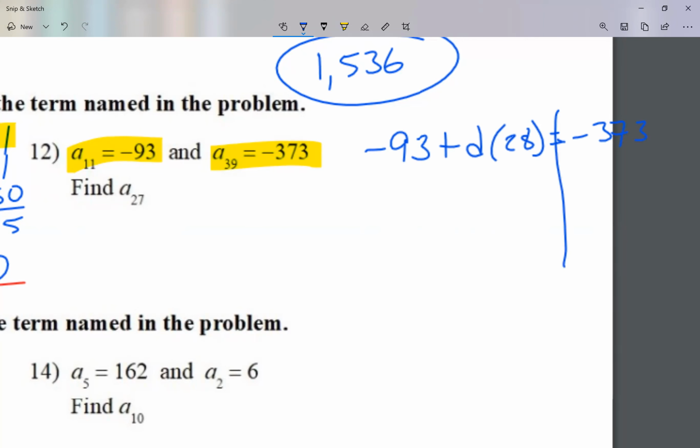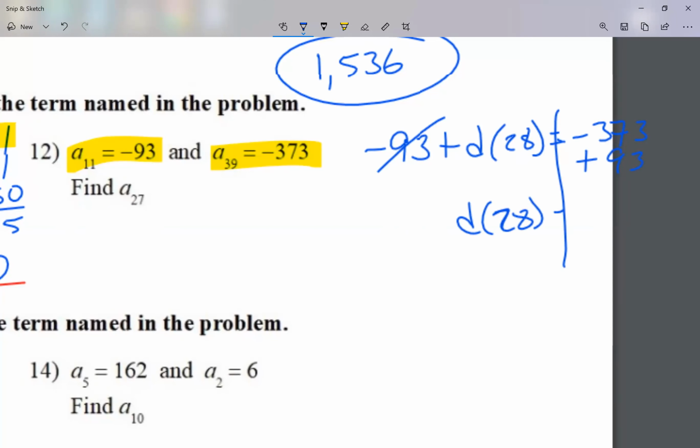Again, if D is positive, I'm adding. If D is negative, I'm subtracting. To be honest, here, I will say D will end up being negative. It looks like I'm subtracting. So it is okay for D to be a negative number. Okay, so let's see. Let me solve for D. This negative 93, let me move it over as a plus 93. So I have that D times 28 equals.